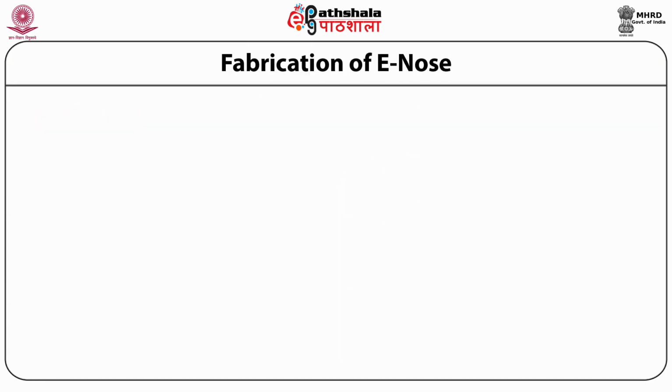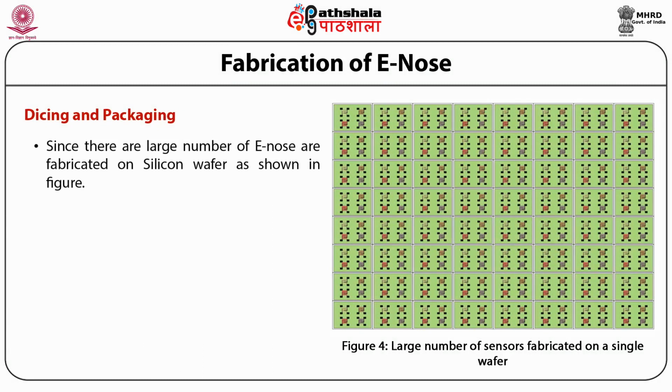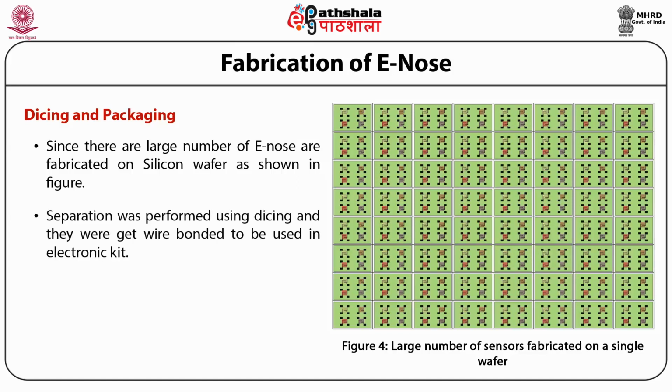Let us now discuss dicing and packaging. Since a large number of Enose are fabricated on the silicon wafer, as shown in this figure, separation was performed using dicing, and they were wire bonded to be used in an electronic kit. This figure shows a large number of sensors fabricated on a single wafer.